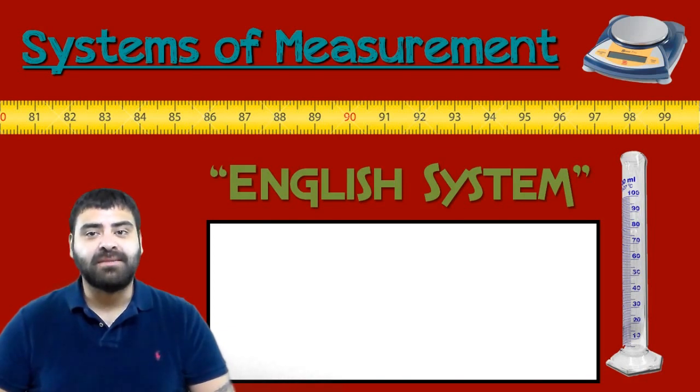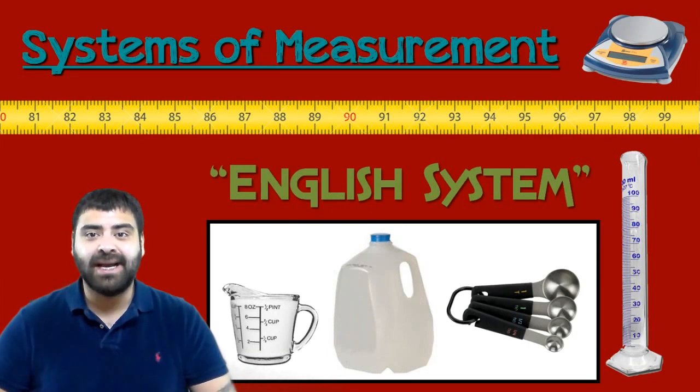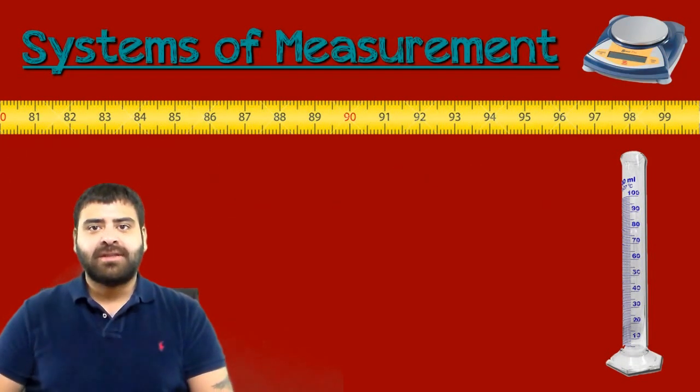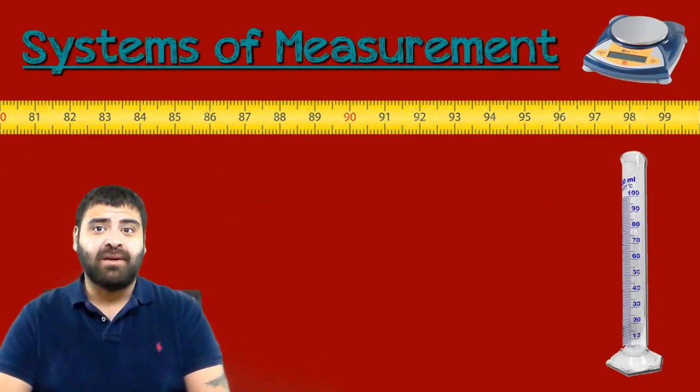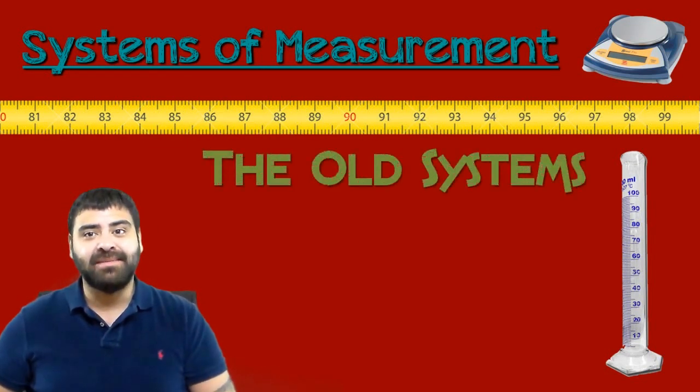So this English system will include units of measurement that we're familiar with, like the cup or the ounce, or the quart or pint, or the gallon, the inch, the foot, the yard, the mile. It will also include the teaspoon, the tablespoon. You can see these are units that we're all familiar with, but the rest of the world uses a completely different system. So even though the English system is not without its faults, it still far exceeds the old systems we had in the past.